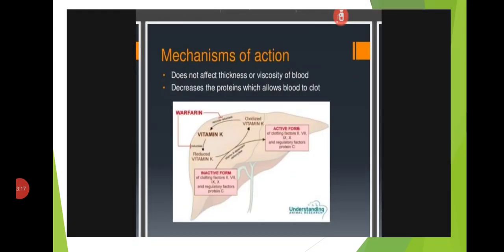Okay, here the mechanism of action: it does not affect the thickness or viscosity of blood, but decreases the proteins which allow blood to clot. Warfarin does not affect thickness or viscosity of blood, and it decreases the proteins which are helpful in blood clotting. So warfarin decreases the proteins used for clotting the blood. That's why it acts as an anticoagulant drug.